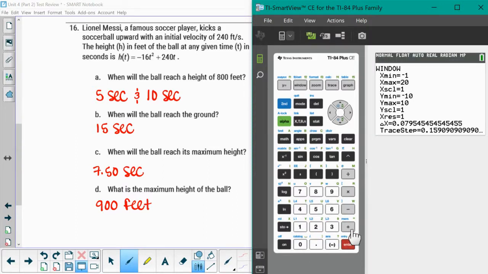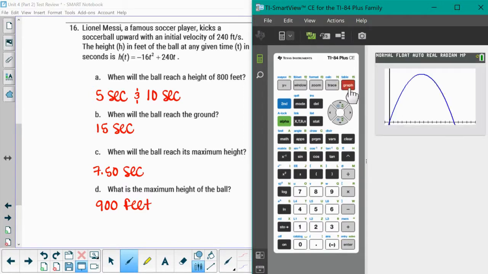My y min, I like to leave it below the x-axis just so that I can see where it crosses. I'm going to leave it at -10 for now. I might have to change it because I know my y max is going to be pretty big. The highest number that we saw was 896, but I'm going to go all the way up to 1,000 just to be safe. Matter of fact, I'm going to change this to negative. Let's go -50 just so I can make sure that I clearly see the place where it crosses. So I'm going to graph.